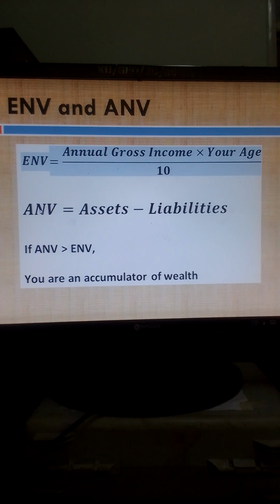And your actual net value is equal to the assets you have, the amount of the assets you have subtract your total liabilities. Total assets minus total liabilities will give you actual net value. Now, if your actual net value is more than your expected net value, then we say that you are an accumulator of wealth. Let's look at an example.